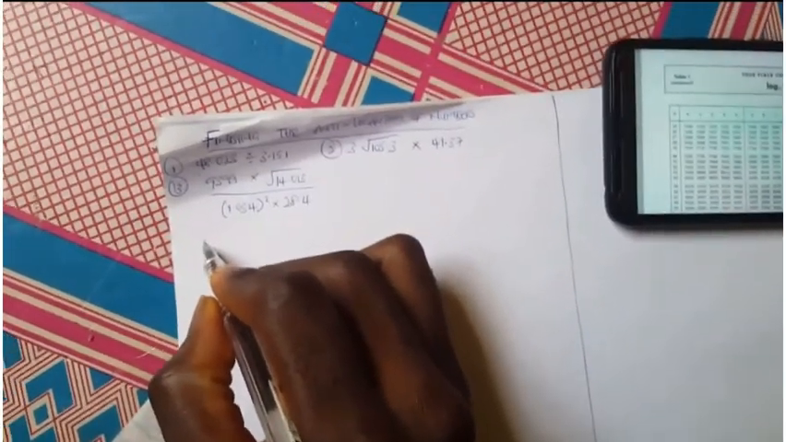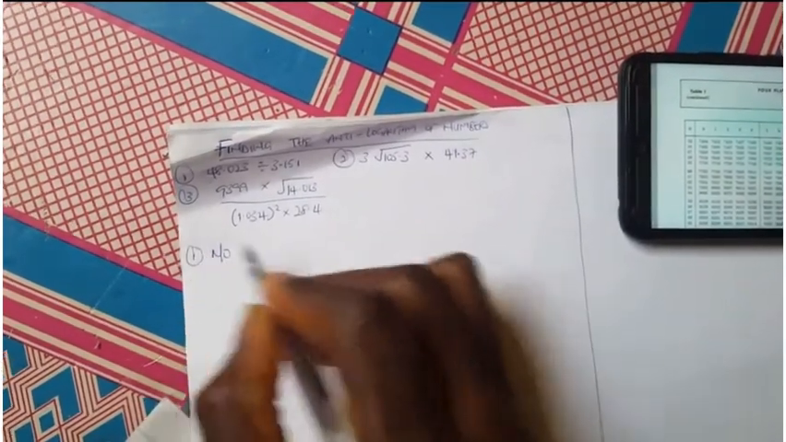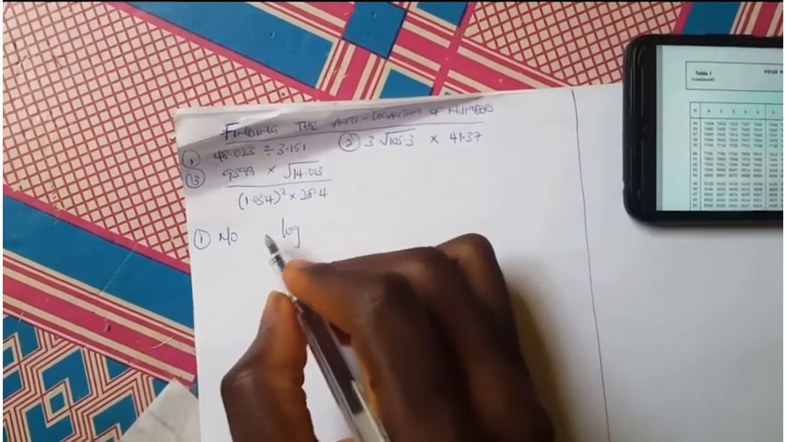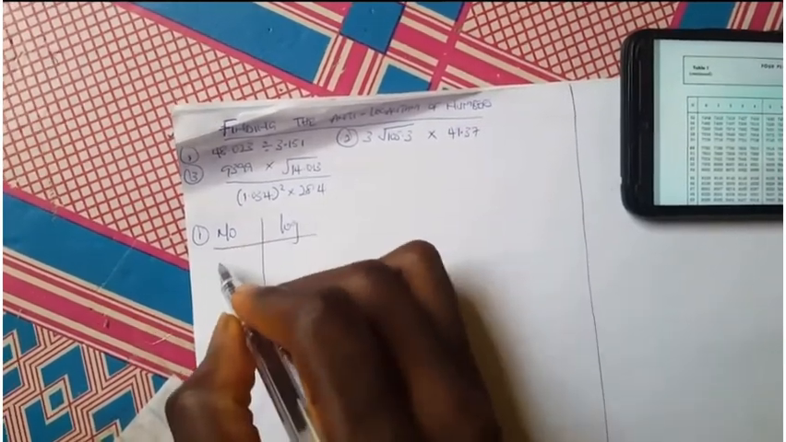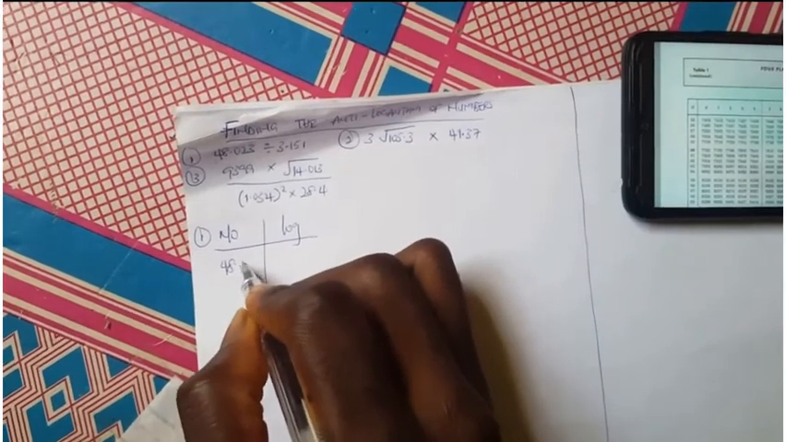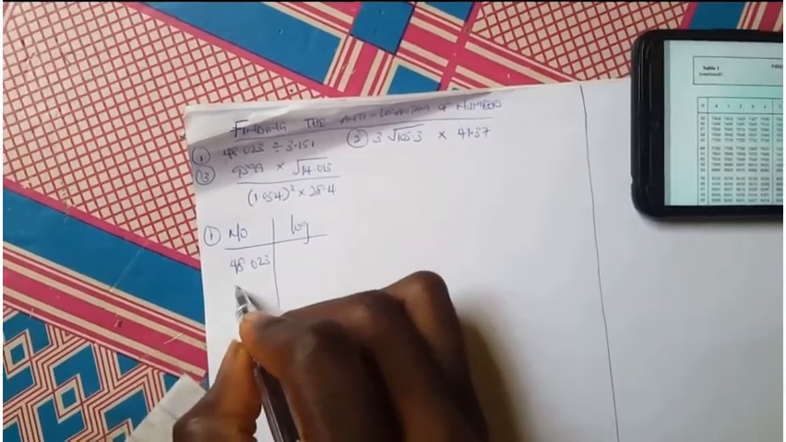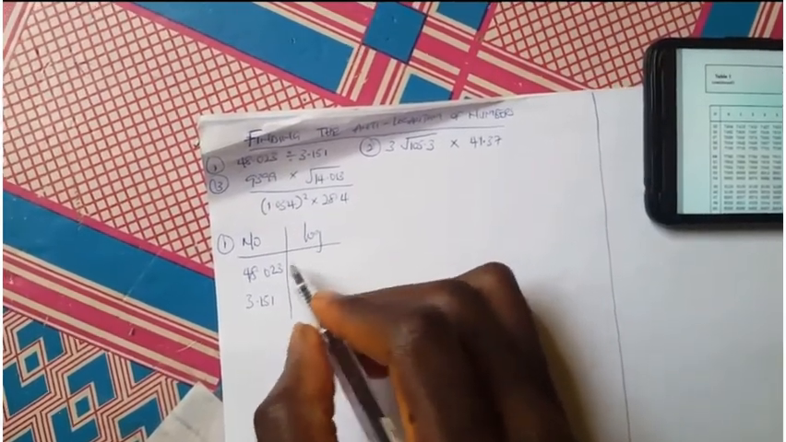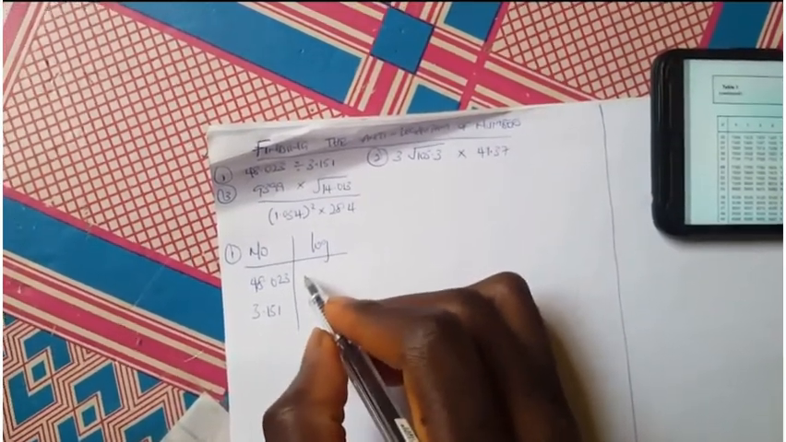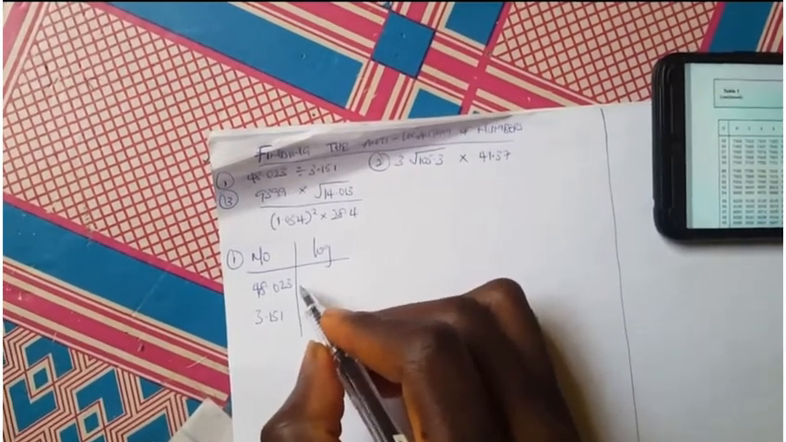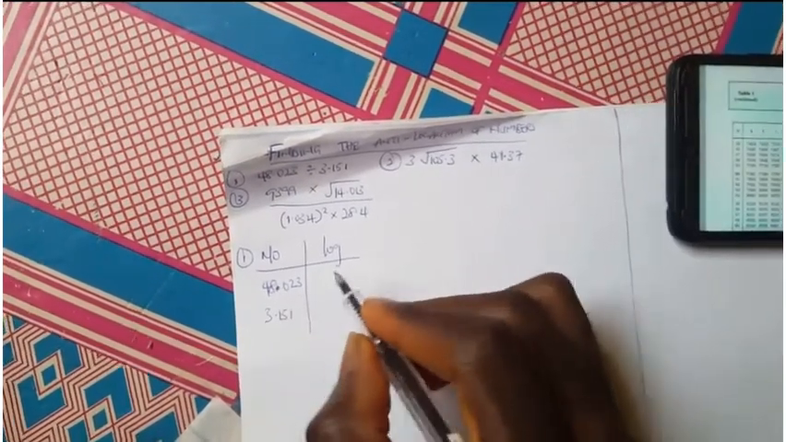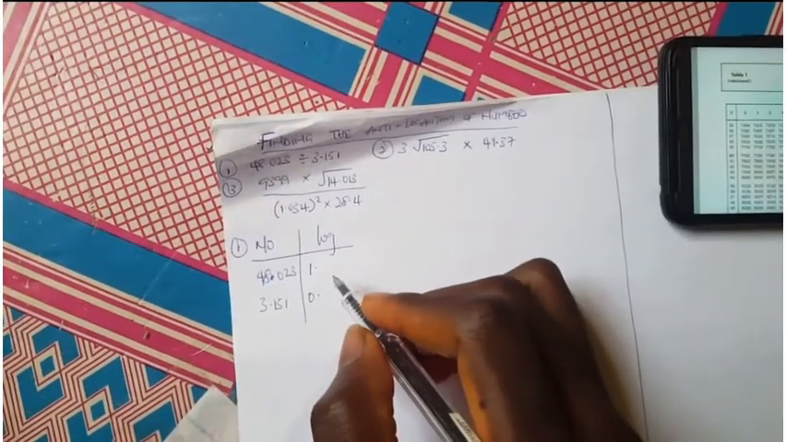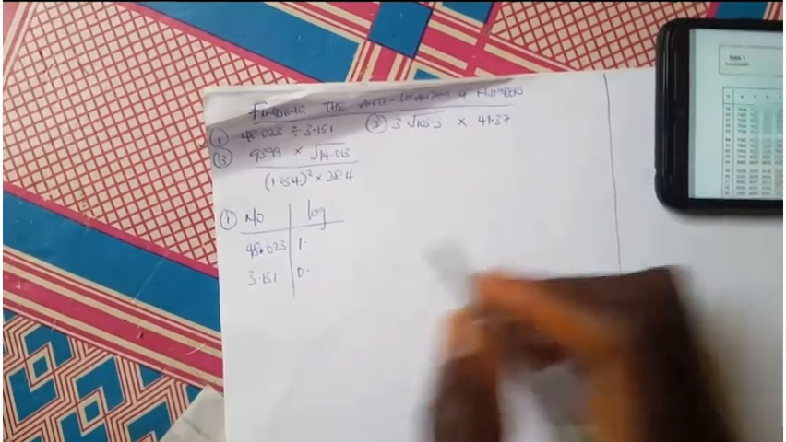Number one question is 48.023 divided by 3.151. Write that here, 48.023 and 3.151. Now in this case we are dividing. So what's the first thing I'm to do? I'm to get my characteristics, which from here is 1 and this is 0. Now we'll check our table: 48 under 0 difference 2.